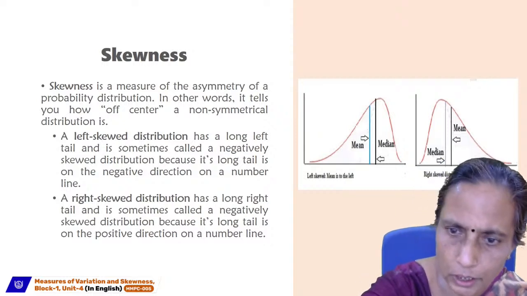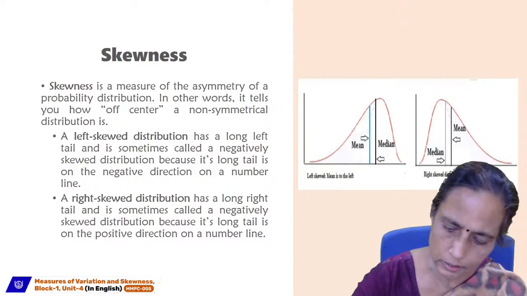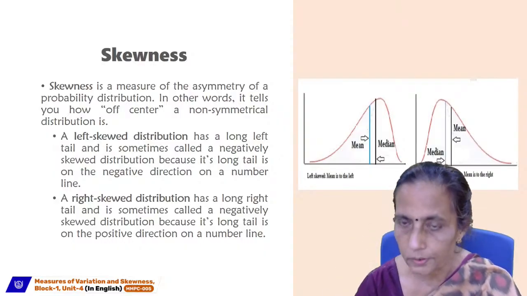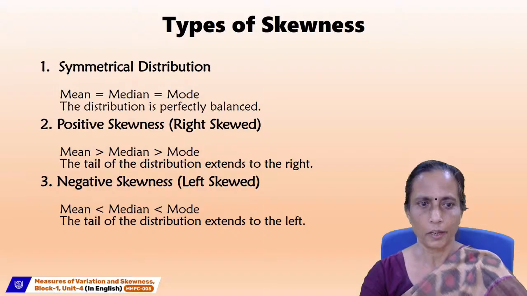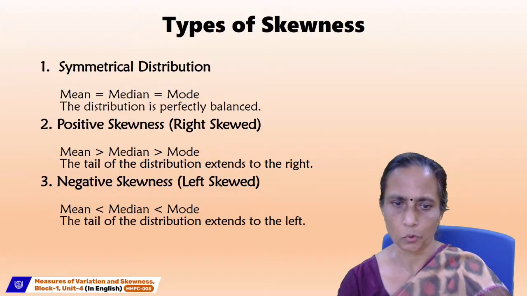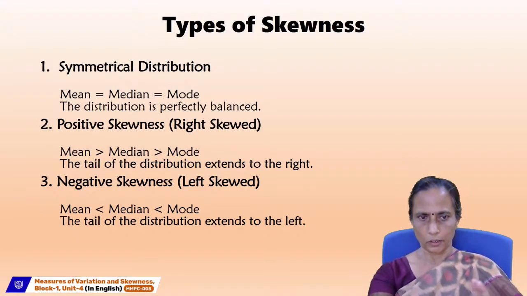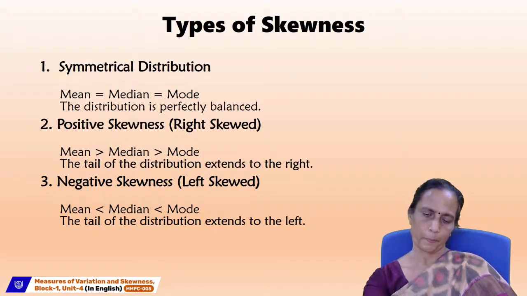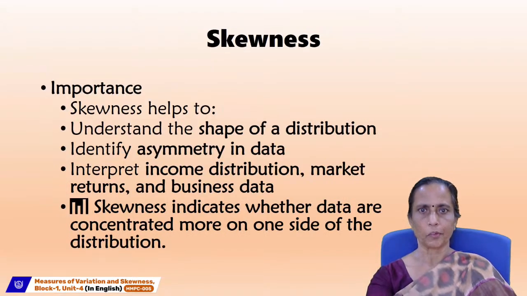Whereas in case of left skewed or negatively skewed, it is in the other direction. That is, mode is highest. It is mean is less than median is less than mode. So the tail of the distribution extends to the left. So this is your skewness.